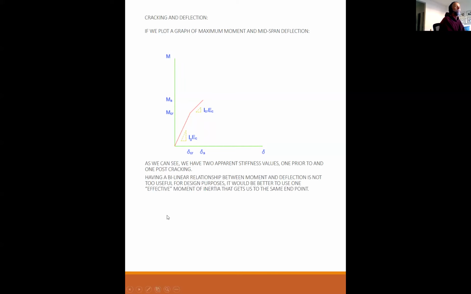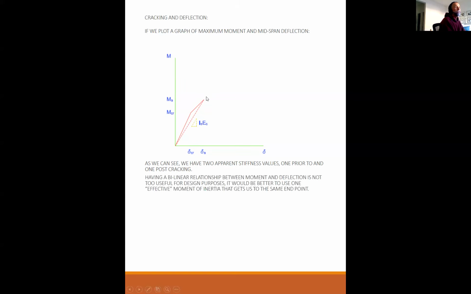Having a bilinear relationship between moment and deflection is not too useful for design purposes. It's kind of hard to work with this fork in the road here. It would be better to use one effective moment of inertia that gets us to the same end point. So what if I could draw a moment deflection curve that's a linear line, and it starts in the same point, it ends at the same point.